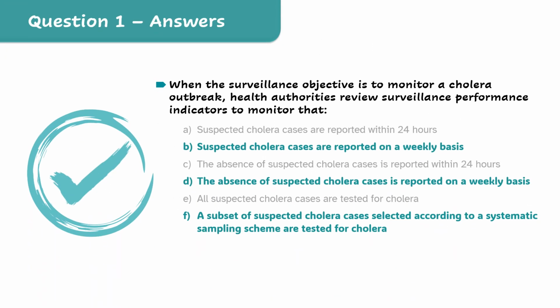The correct answers are B, D, and F. When the surveillance objective is to monitor a cholera outbreak, health authorities review surveillance performance indicators to monitor that suspected cholera cases are reported on a weekly basis, that the absence of suspected cholera cases is also reported on a weekly basis, and that a subset of suspected cholera cases selected according to a systematic sampling scheme are tested for cholera.